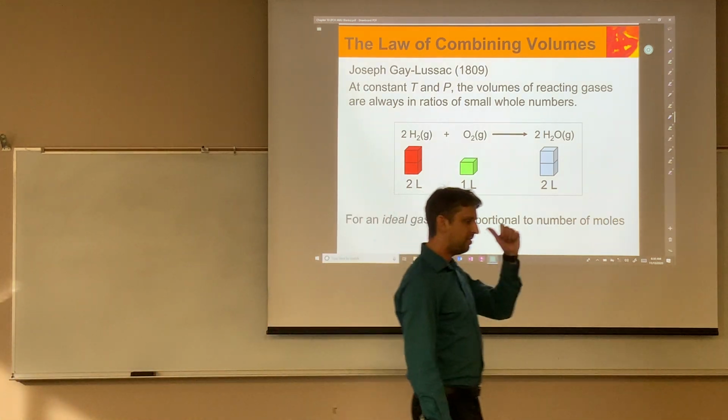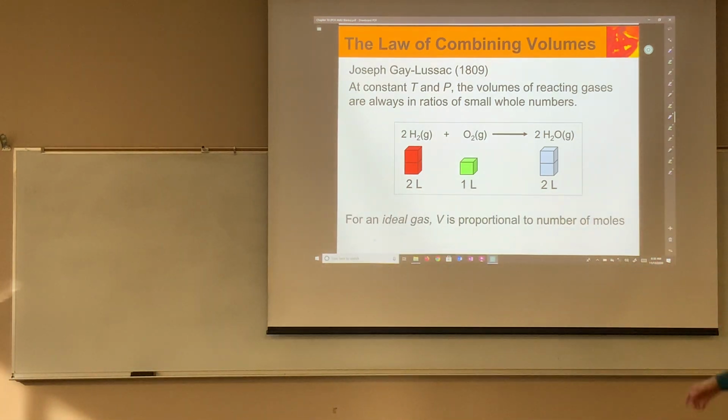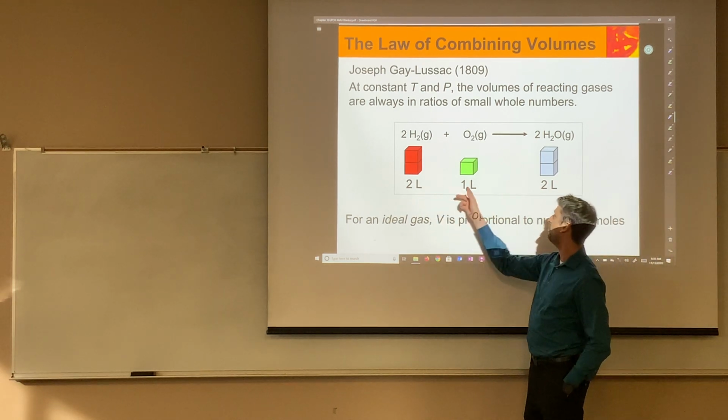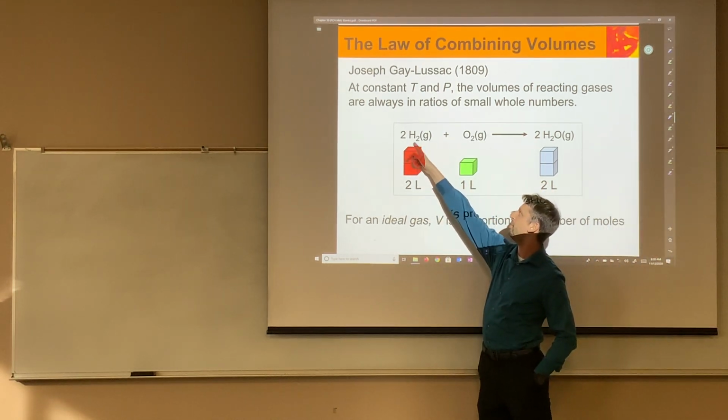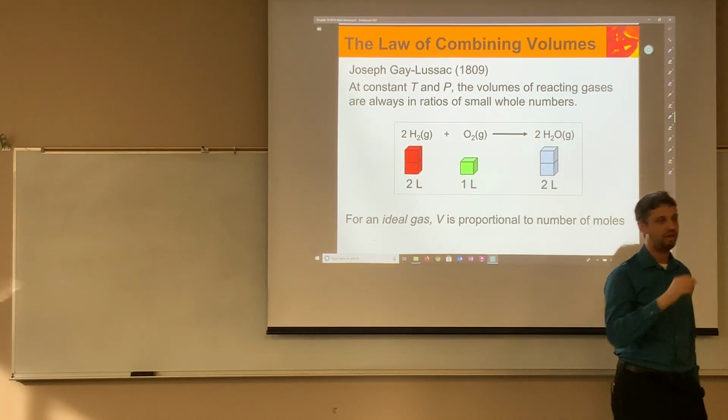This slide, I remember when I first started learning this, I was like, what in the world are they talking about? But what we're seeing here is at constant temperature and pressure, the volumes of reacting gases are always in the ratios of whole small numbers. It's just stoichiometry, that's all I'm saying. So 2 liters of this plus 1 liter of that makes 2 liters of that. This is the ratio of the gases that come together.